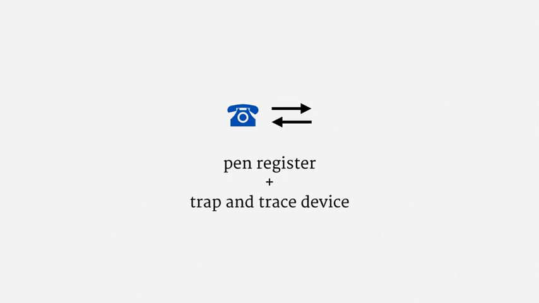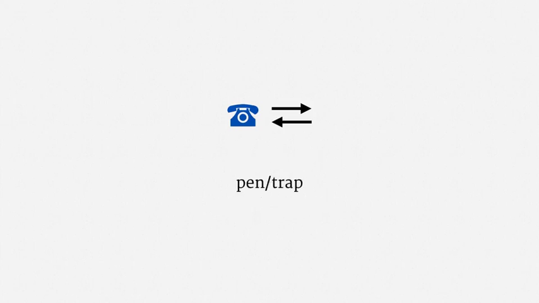When police seek prospective call records, they usually want both outgoing and incoming calls. That's both a pen register and a trap and trace device. It's usually just called a pen trap for short.